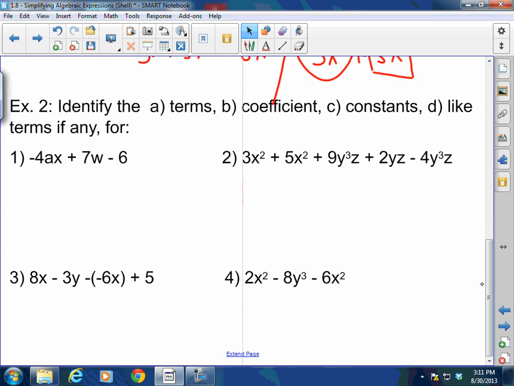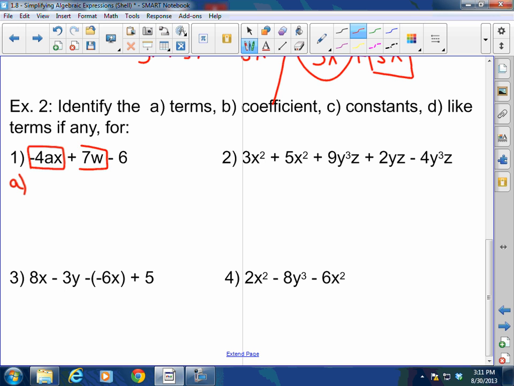All right, let's check it out. Identify the terms, the coefficients, the constants, and like terms, if any. Okay, so let's do this. The terms here are negative 4ax, 7w, and negative 6. Terms are separated by plus or minus signs. So my terms are negative 4ax, a positive 7w, and a negative 6.